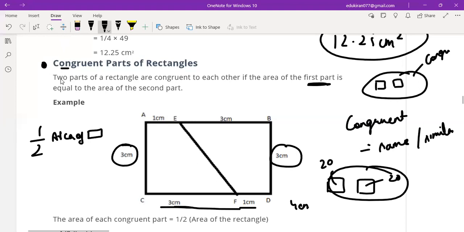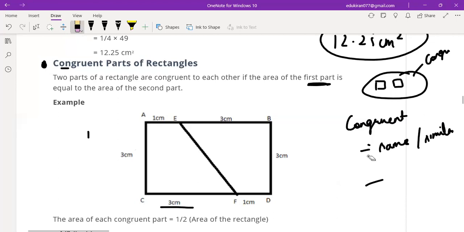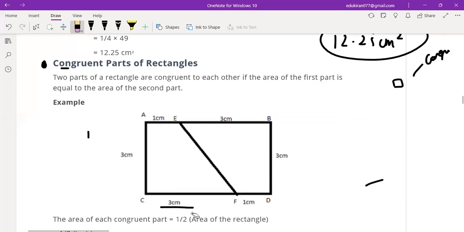Quickly find it and tell me. First, don't find it. First write this congruent part of rectangle, draw this diagram, and then write area of this and then find the area. Clear? Quickly do it. Ma'am, we also have to write the meaning, right? Yes, you have to start writing from here.